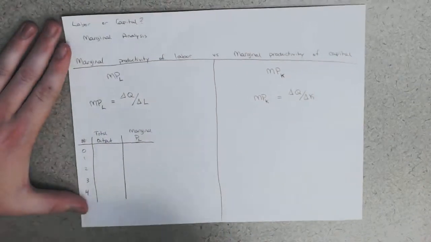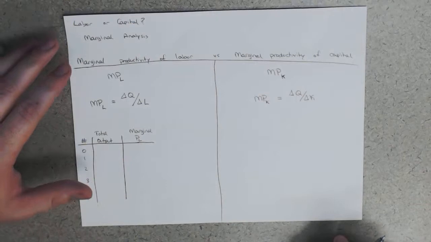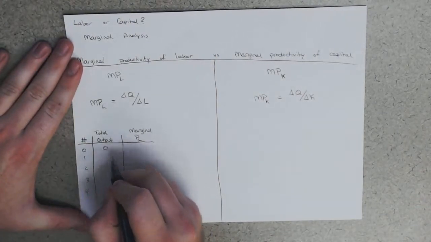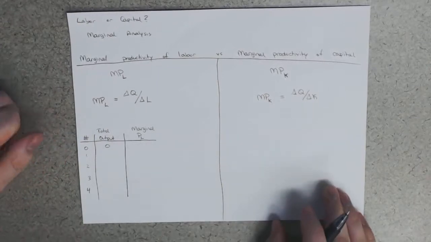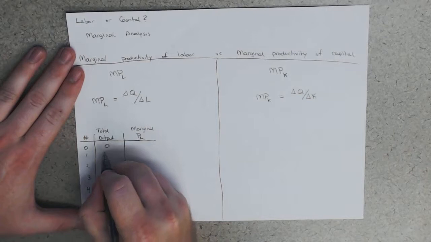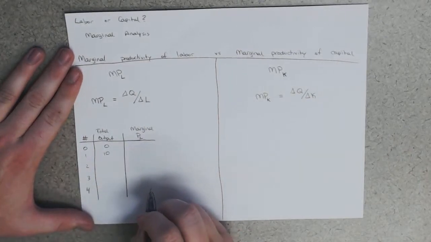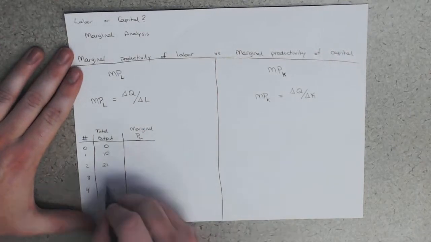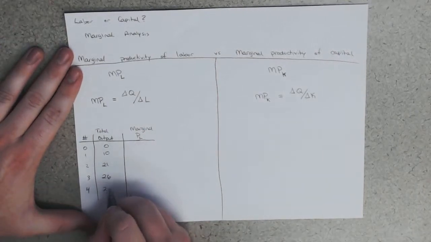productivity of labor. Okay, and let's say that if you have no workers, your total output is going to be 0. You can't do anything without workers, right? With 1 worker, you can make 10. With 2 workers, you can make 21. Let's do 26 and 29.